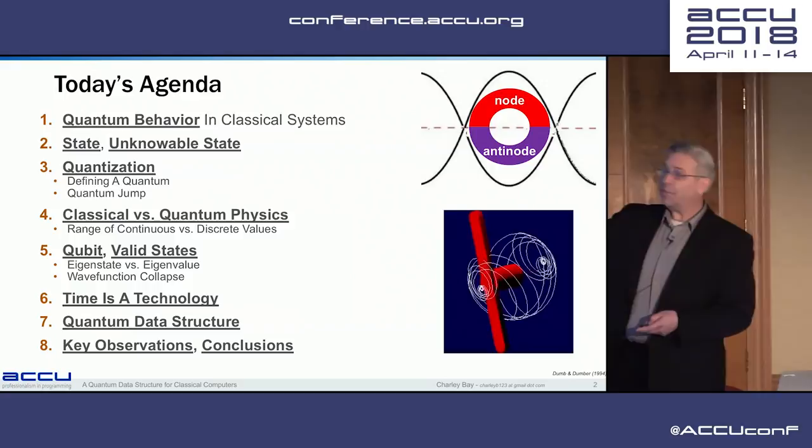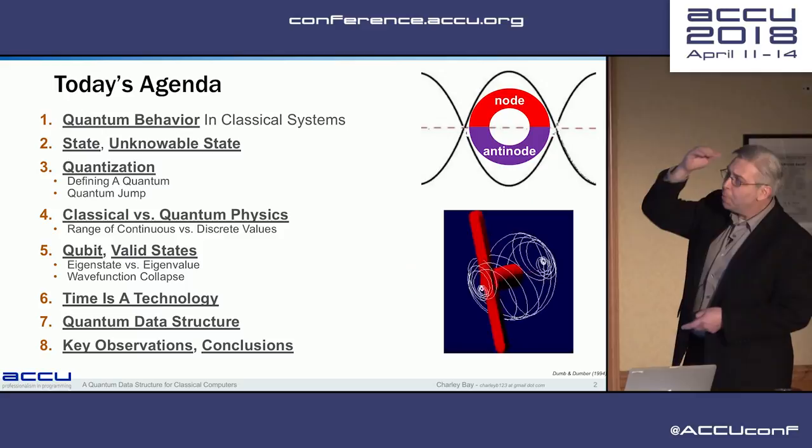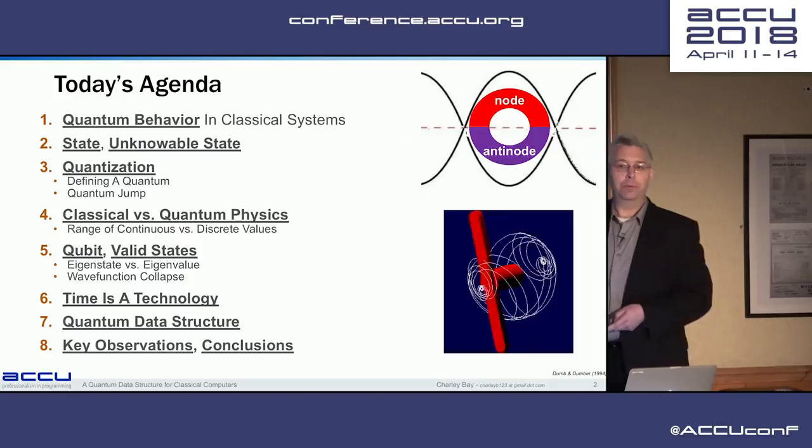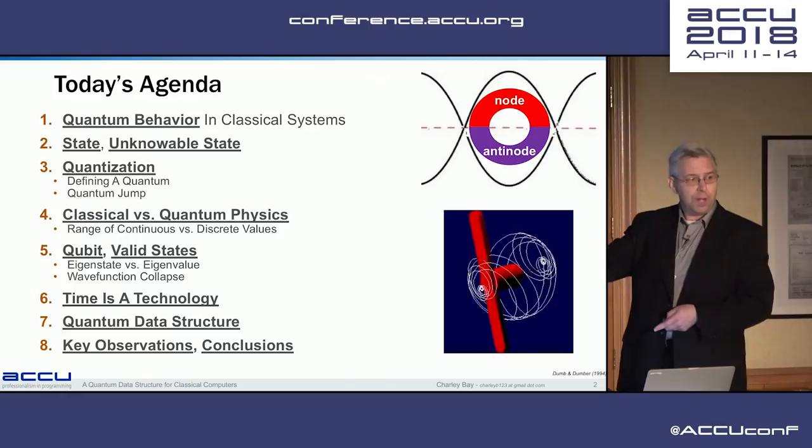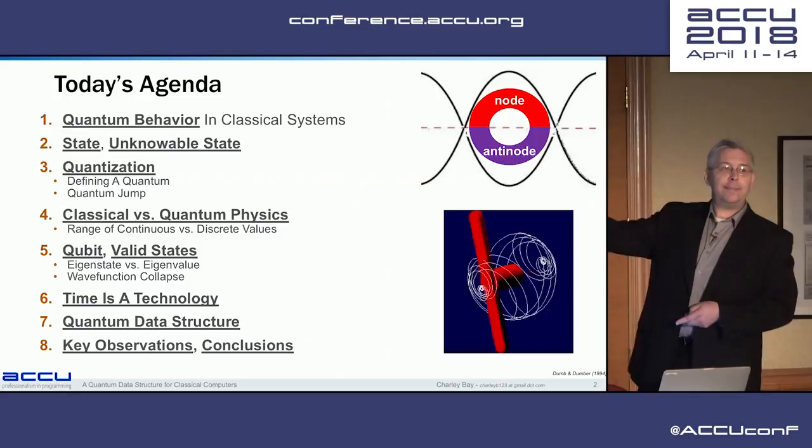This is going back to classical old school concepts. So we'll talk about quantum behavior, state, a knowable state, quantization, how do we measure? And we observe by measuring, especially in the quantum universe. Classical versus quantum physics, a little bit on physics, not a lot, light and fluffy. And then qubits, valid states, and time, because that's a big thing.